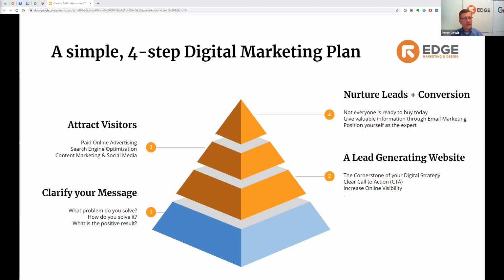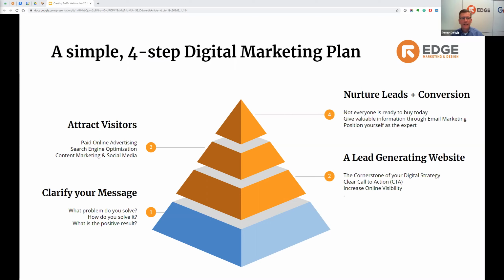So the first step was clarifying the message, right? What problem are you solving for your client? How do you put it in words? How do you make sure that your message resonates with your client? That's a really important first step. Then the second step was the website itself. Of course, without a good functioning website, none of these other techniques will really work very well for you. So that's the second step that you already have taken or you will have to take.